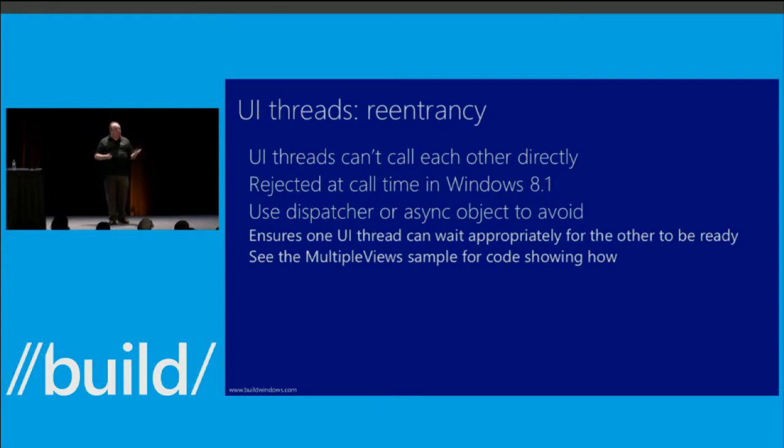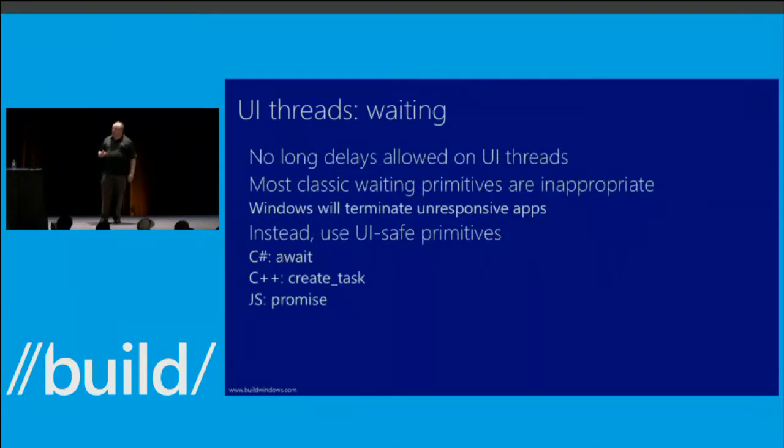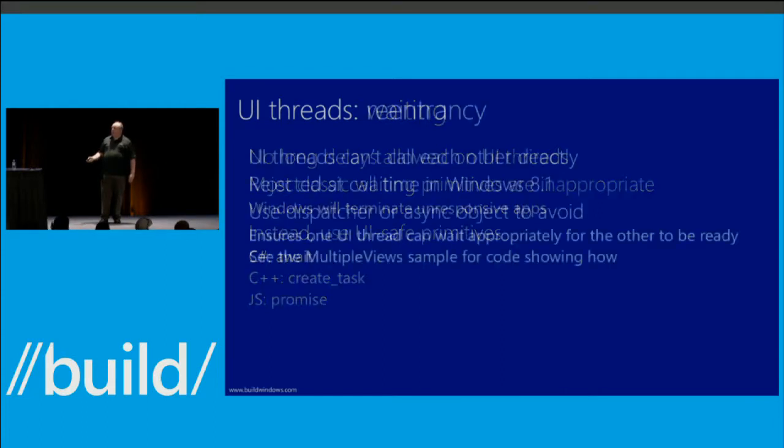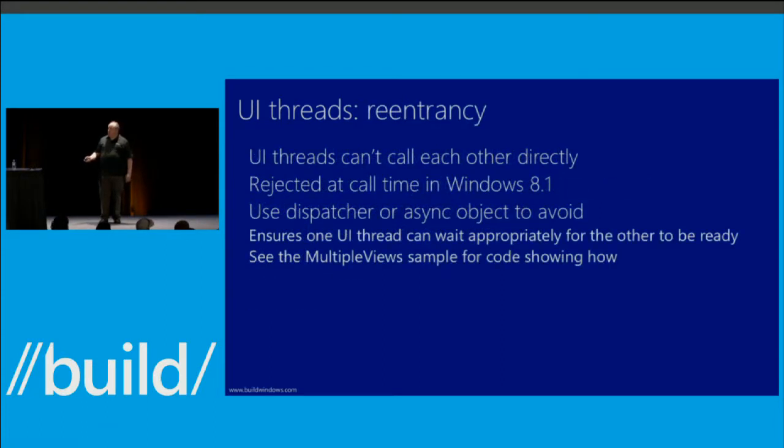But for the simple case of one thing calling another, those cross-thread calls would just happen through the dispatcher, which gives you an easy way to dispatch them from one UI thread to another. I will show you a little bit later an example of how that works in the multiple view sample.